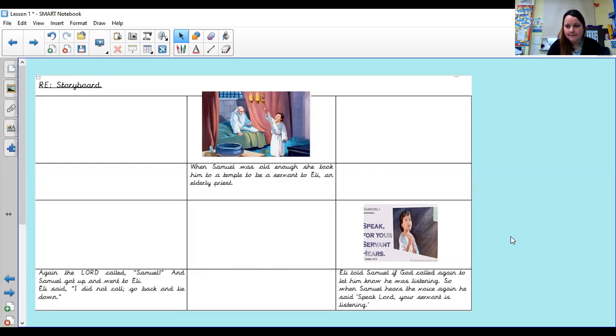Okay, we will be tomorrow exploring the story in more detail, thinking about the meaning. But for today, all we want you to do is to retell that story so that you really know it, ready for tomorrow's lesson when we start to unpick what it means.